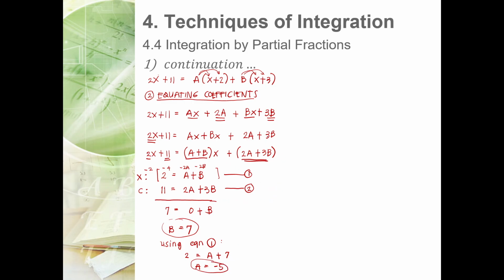So if you want to use substitution, using equation 1 to 2, let's say you want to create it in this format. Let's say you want to replace a. So you have 2 minus b is equal to a. And then plug it in the second equation. So you have 11 is equal to 2 minus b plus 3b.